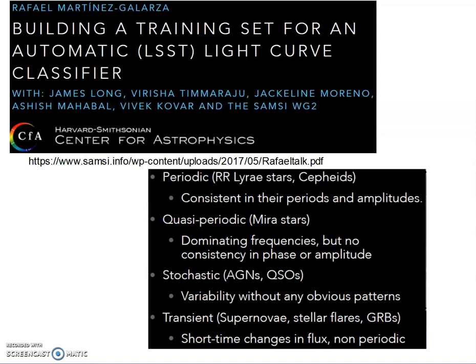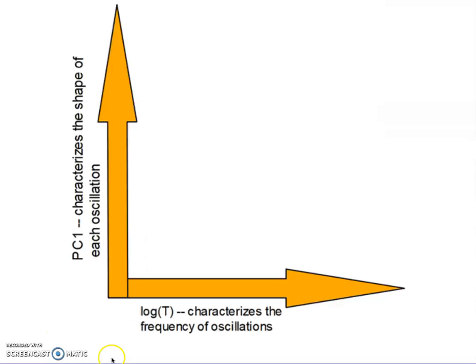So the approach that I adopted from this paper will work for some parts of the LSST data, but not so well for other parts. The strategy is to characterize each star according to only two axes: the log of the period, characterizing how quickly oscillations happen, and the first principal component, which characterizes the shape of that oscillation.